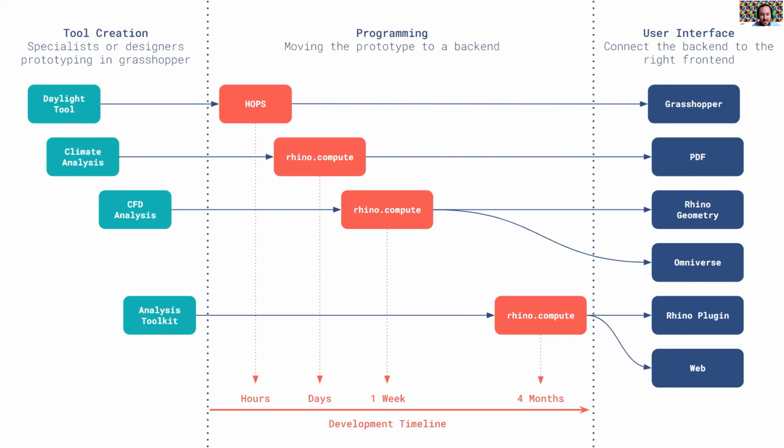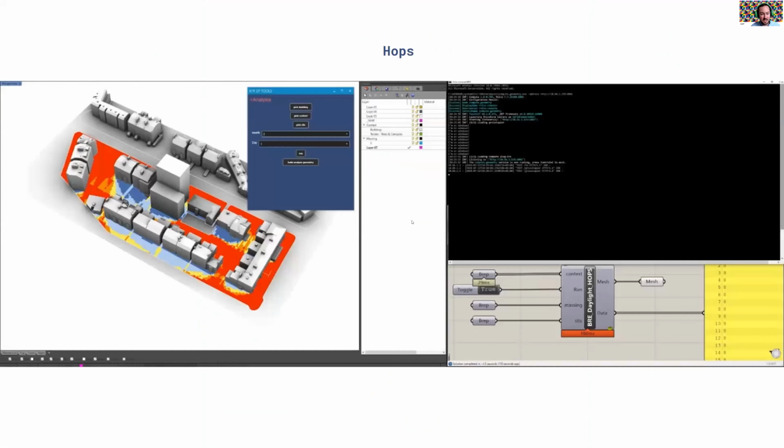And so depending on the need of the user and how you're fitting within a workflow, it could be anywhere from hours to days to weeks, or even months, depending on the scale of what you're doing. And while we're connecting these to some specific user interfaces, back to Grasshopper, images and PDF, Rhino geometry, front-end visualization like Omniverse, Rhino plugins, or the web, the idea is once you have this backend platform, you can connect them to whatever the appropriate user interface is. So I'll go through some of these and talk about the thinking around them.